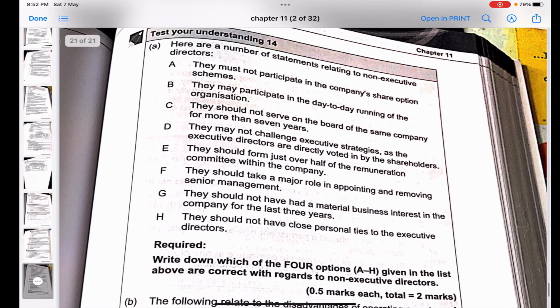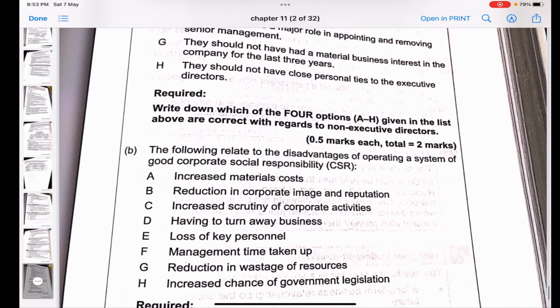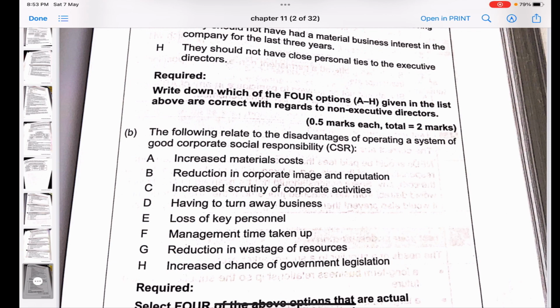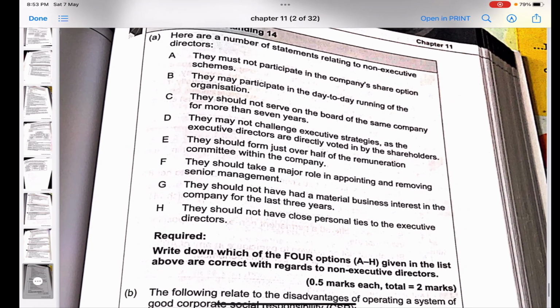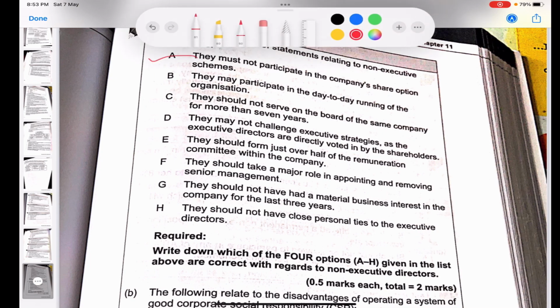Here are a number of statements relating to NEDs. They must not participate in the company share option. Okay, write down the 4 options A to H given in the list which are correct for the NED. So they must not participate. Here A is correct. They must participate. Not true. They should serve on the board of the same company for more than 7 years. They should not. No, it was 9 years. They may not challenge executive strategies as executives are not directly voted. They should just form over half of the Remuneration Committee. That's also not right. They should take a major role in appointing, and these 3 are correct.